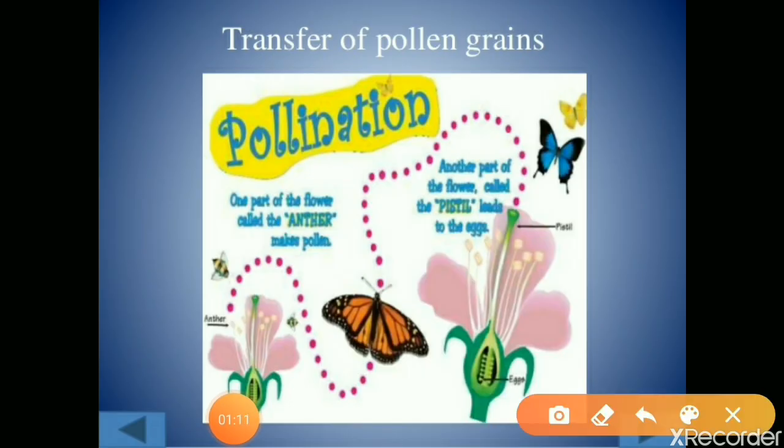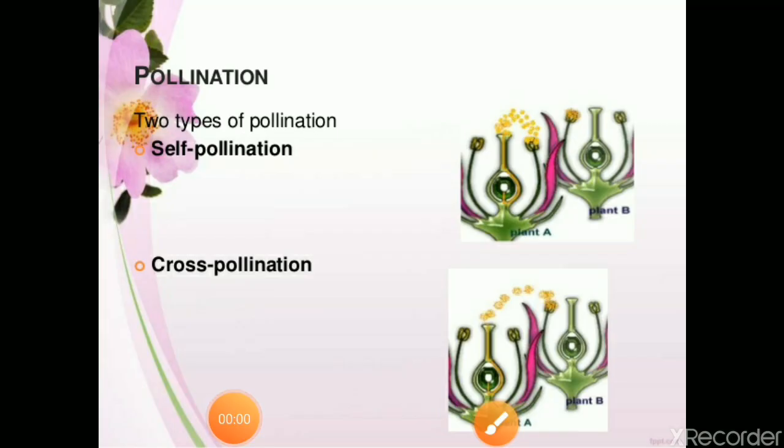What is pollination? Pollination means the transfer of pollen grain from the anther to the stigma of a flower. So that transferring process we can call pollination.